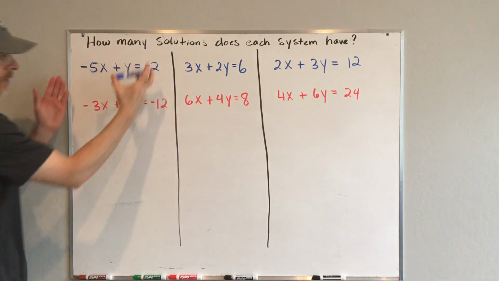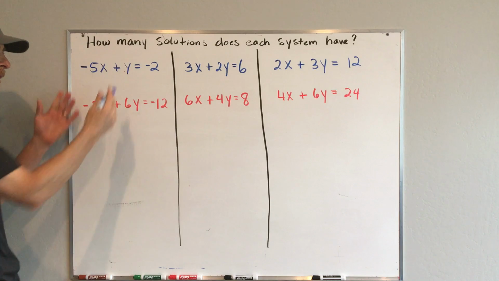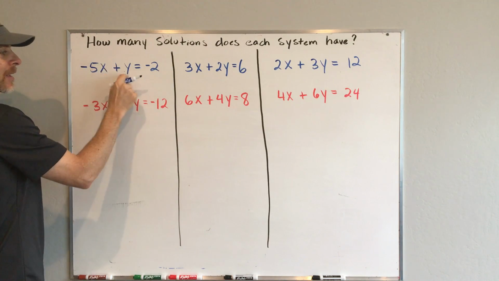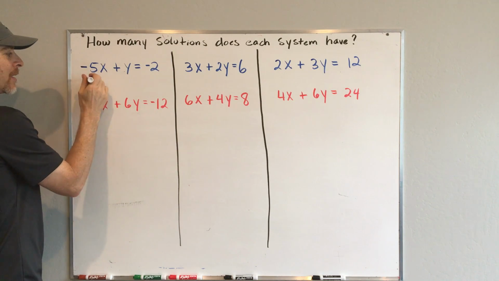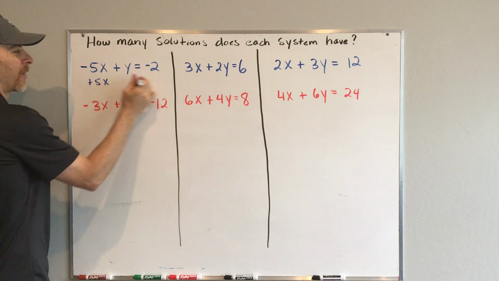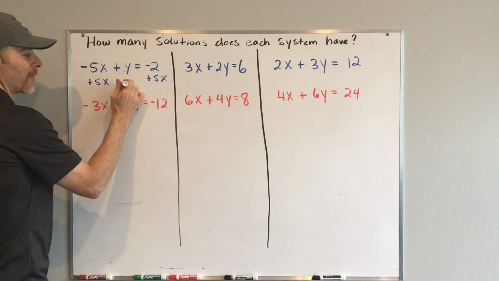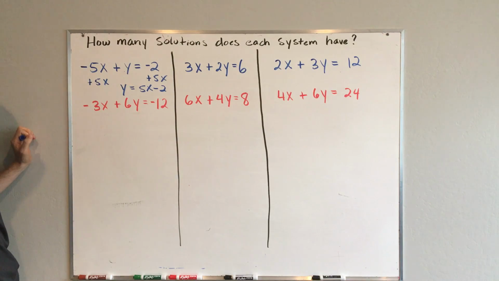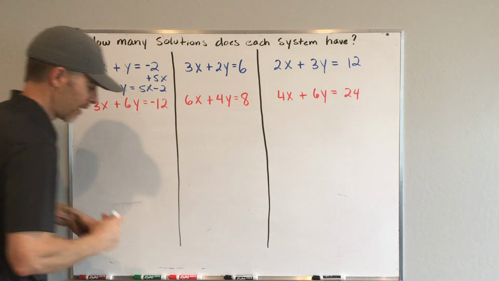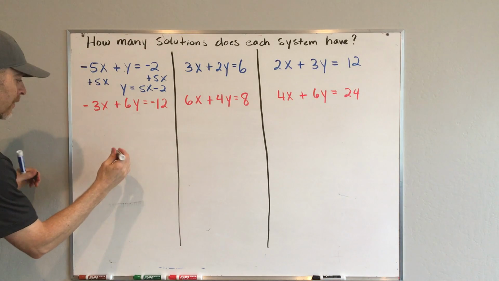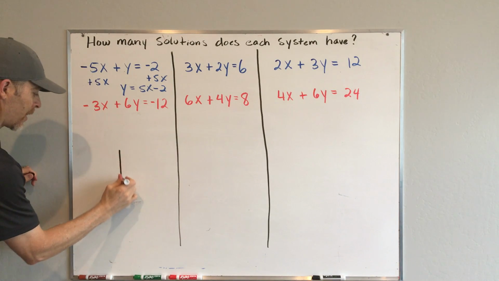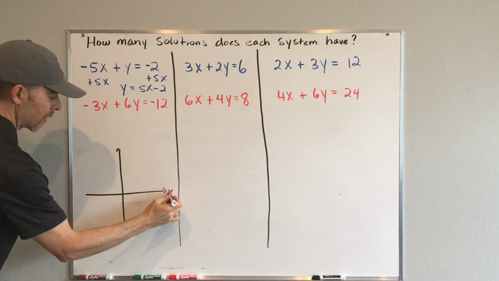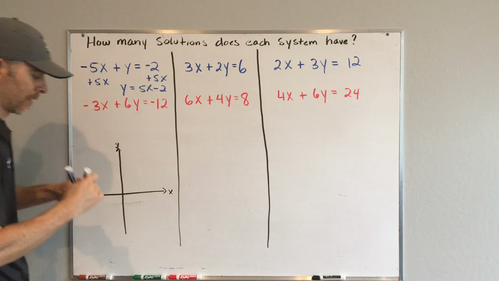Let's take this first system, and we're going to graph these two equations on the same graph. So I'm going to get this into y equals mx plus b by adding 5x to both sides. That gives me y equals 5x minus 2. You remember how to do that. Now we can put that onto a graph. So let me draw my coordinate plane. This is x, this is the y-axis. All right.